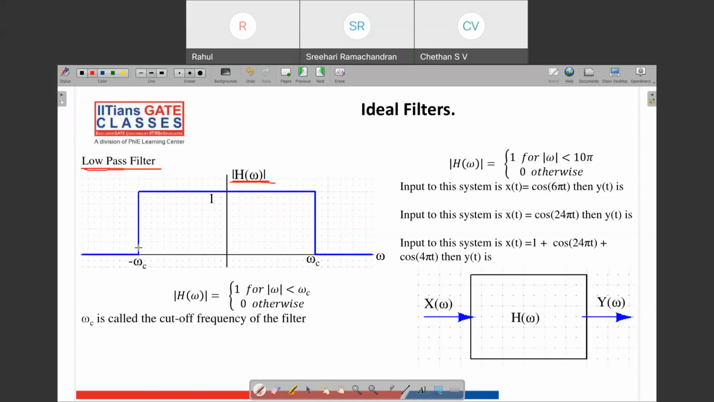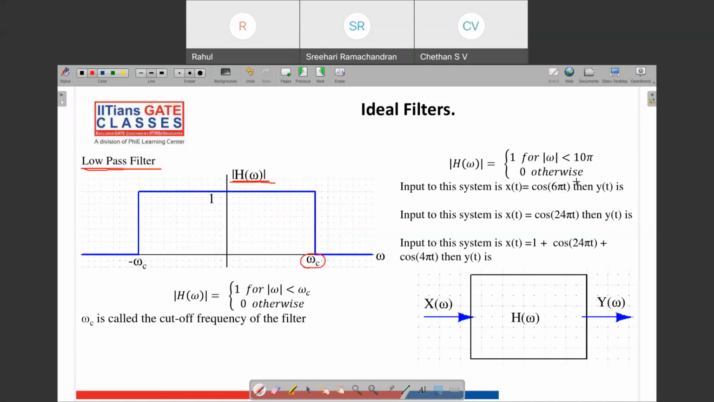This is how the response of the ideal low pass filter looks. This omega c we call the cutoff frequency, meaning this is the frequency below which the filter passes all the signal, and if the input signal is above this frequency, the filter is going to reject it.